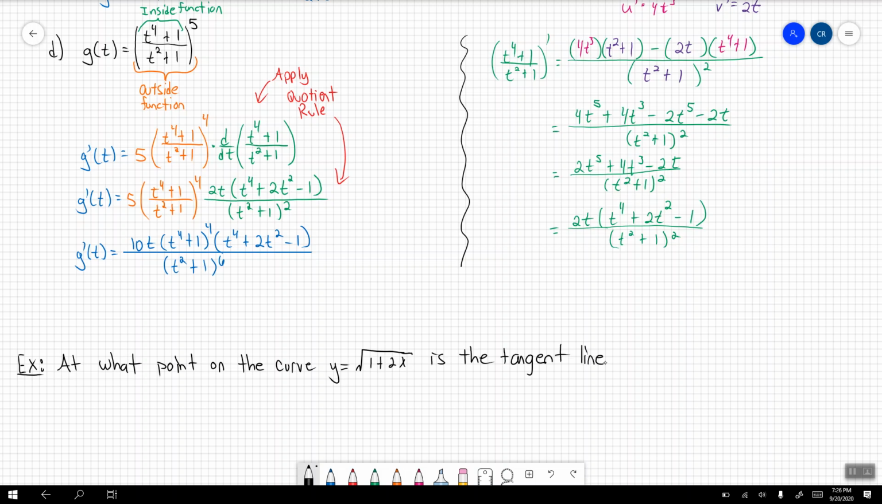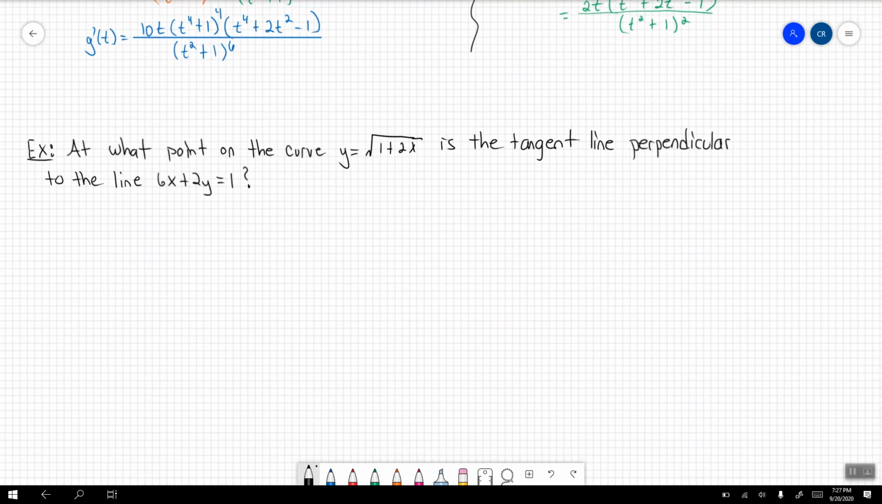Is the tangent line perpendicular to the line 6x plus 2y is equal to 1? Now what we're looking at here is this curve, y is equal to the square root of 1 plus 2x, and we want to find when the tangent line to that curve is going to be perpendicular to the line 6x plus 2y is equal to 1.